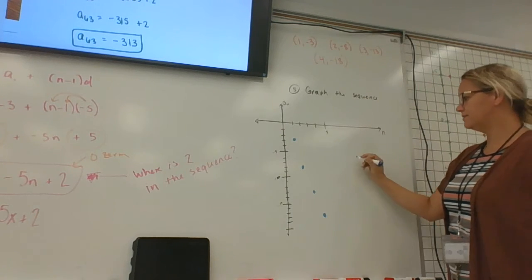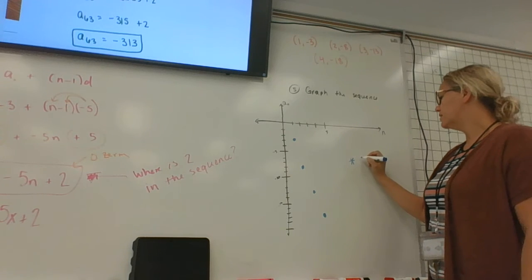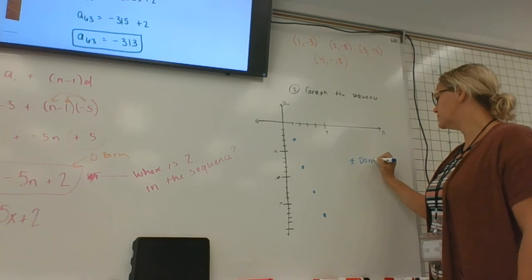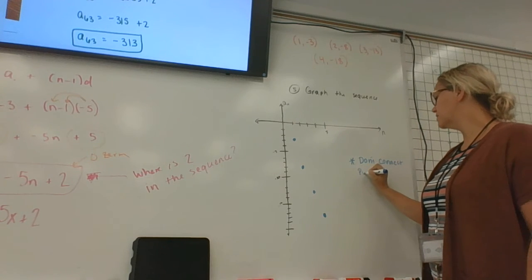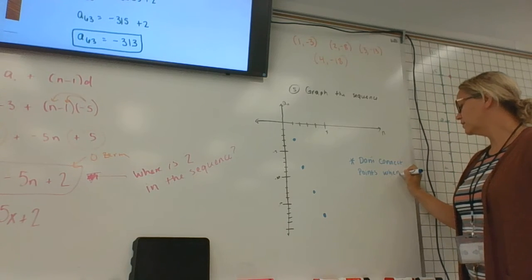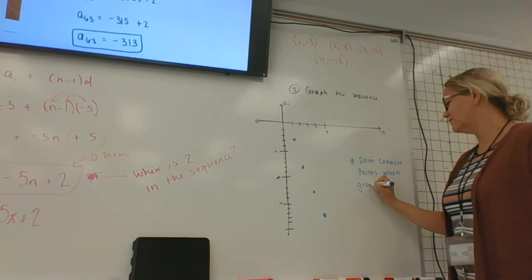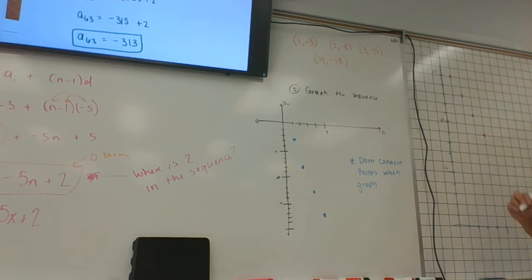Okay, one thing that I did mention yesterday, I told you a lot of information yesterday. In sequences, we don't connect the points. So make yourself a little note. It's kind of the ultimate tell of whether this is a sequence or a function. Sequences, we don't connect points.